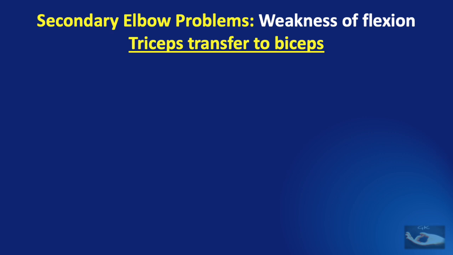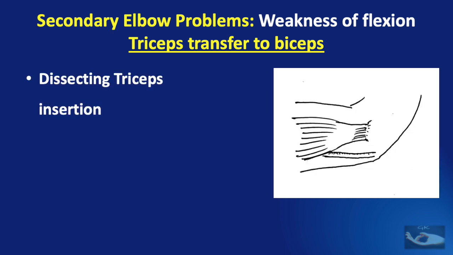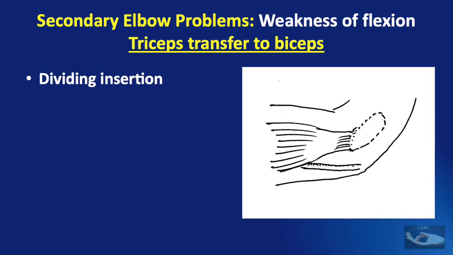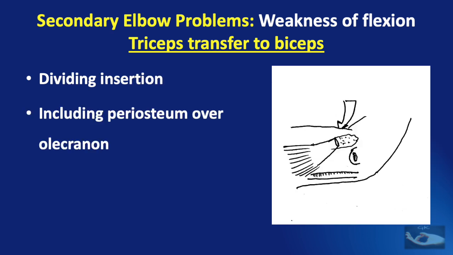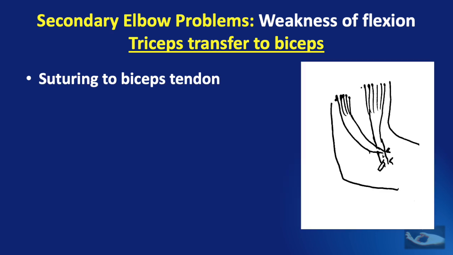The triceps can also be transferred to the biceps to provide elbow flexion in certain conditions. The insertion of the triceps is dissected out, taking care to prevent injury to the ulnar nerve. The insertion is divided, and the periosteum over the olecranon is also included to provide increased length, which is then tunneled to the flexor aspect to be sutured to the biceps tendon.